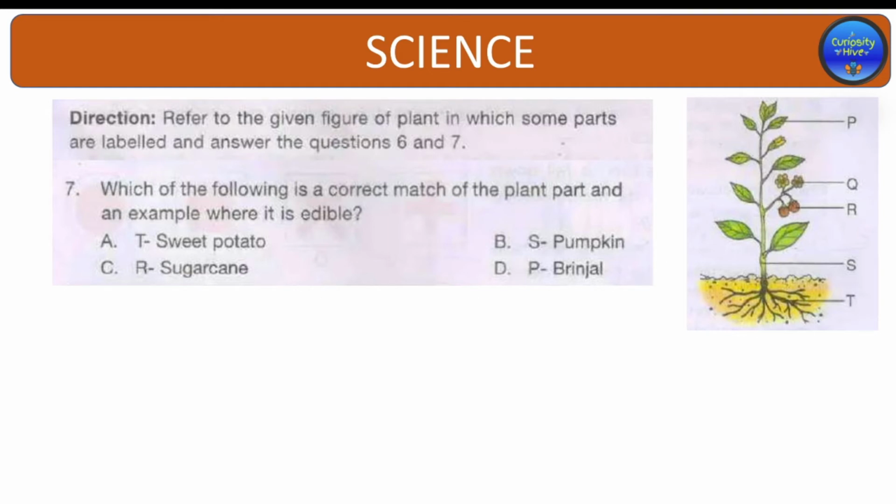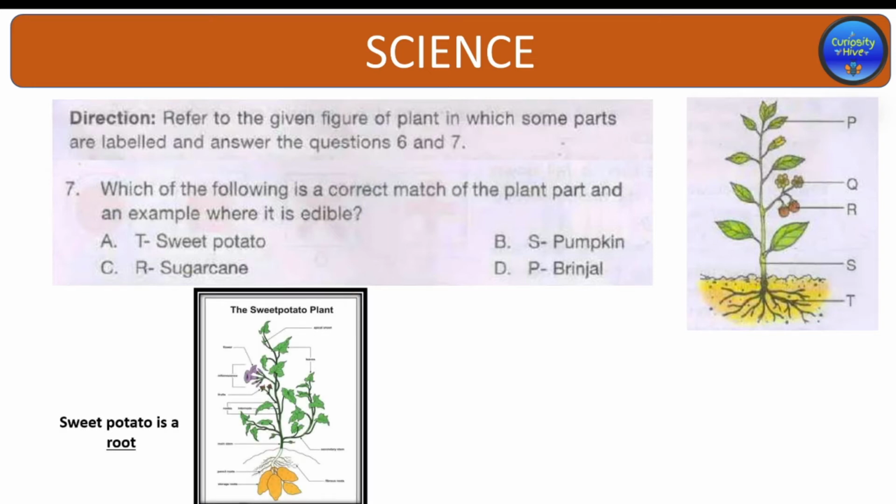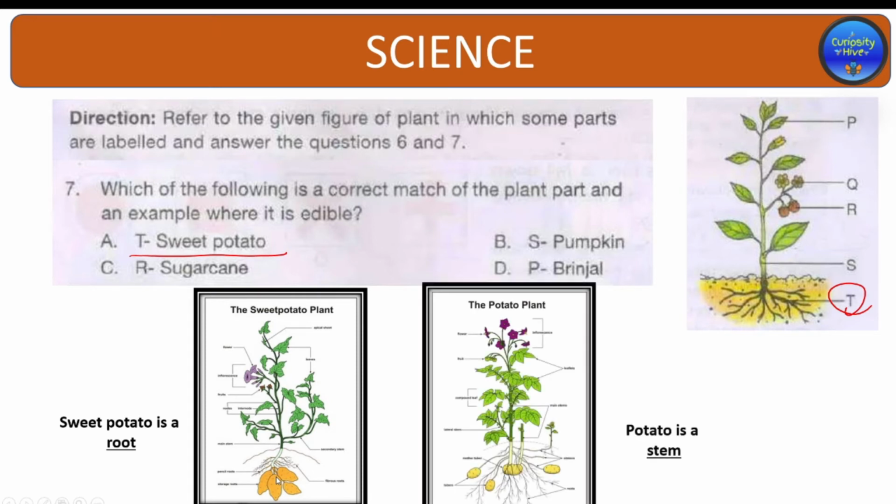Can you tell me which is the right match? Well, let me show you the pictorial example so you remember it. Well, the right answer is sweet potato because sweet potato is a root, which is given as option T. Well, I hope you understand the difference that sweet potato is a root but potato is a stem. Hence, our right answer is option A.